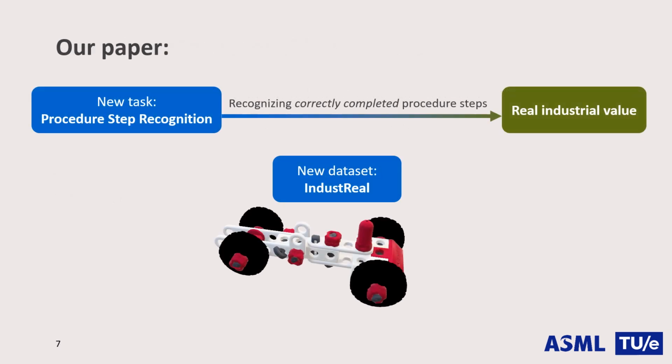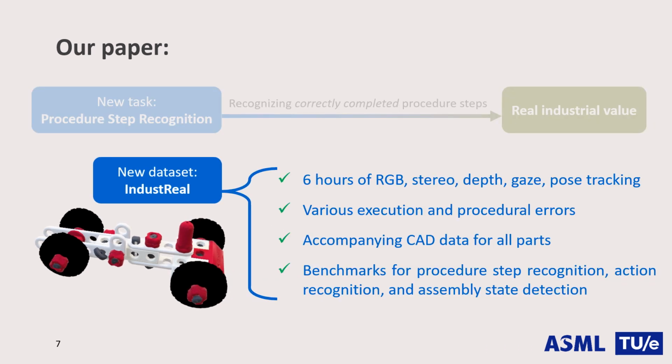We have just defined the new task of procedure step recognition, which focuses on recognizing correctly completed procedure steps. In this work, we also present IndustReal, a new dataset specifically created to stimulate research on this new task. IndustReal contains 6 hours of RGB, stereo, depth, gaze, and pose tracking data, various execution and procedural errors, and has accompanying CAD data for all the parts. Additionally, it is benchmarked for procedure step recognition, action recognition, and assembly state detection.